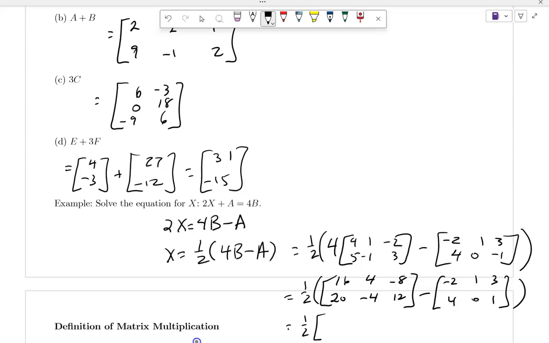Then subtract. 16 minus a -2 is 18. 4 minus 1 is 3. -8 minus 3 is -11. 20 minus 4 is 16. -4 minus 0 is -4. 12 minus 1 is 11. So I did all my arithmetic. Oh, yeah, it should. So it'd be 13 instead. Thank you. And then multiply your 1/2 through. Oops.